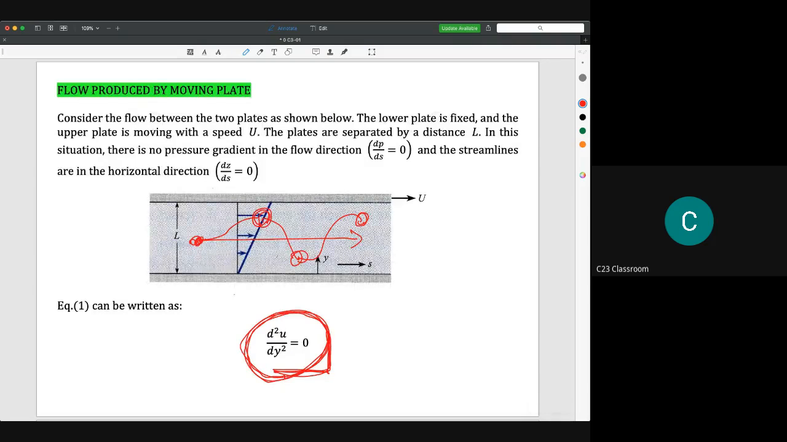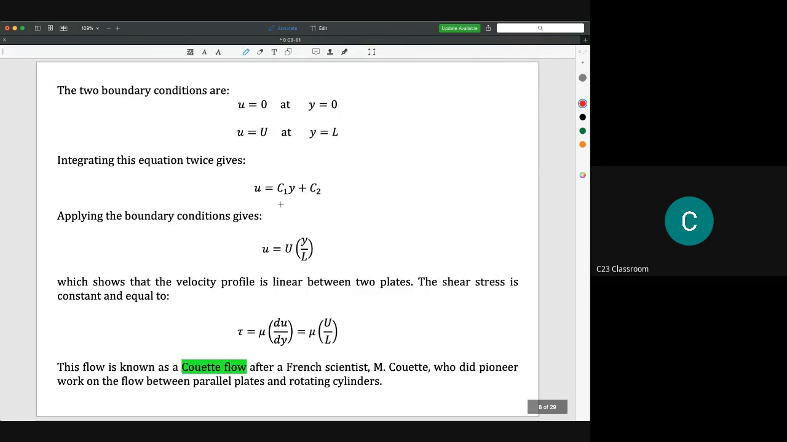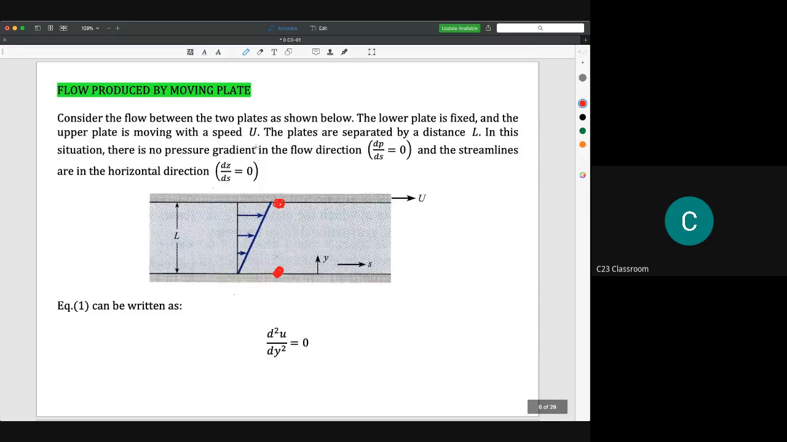As it is named, the boundary of this one is this situation and also this situation. So at this one we could write: at y equal to 0, u is equal to 0, and at y equal to L, u will become capital U. If you see here, because this is the y, at y equal to 0 the velocity is 0, and when y is L, because it is mentioned as L here, the velocity will be equal to U. Okay, please be careful.